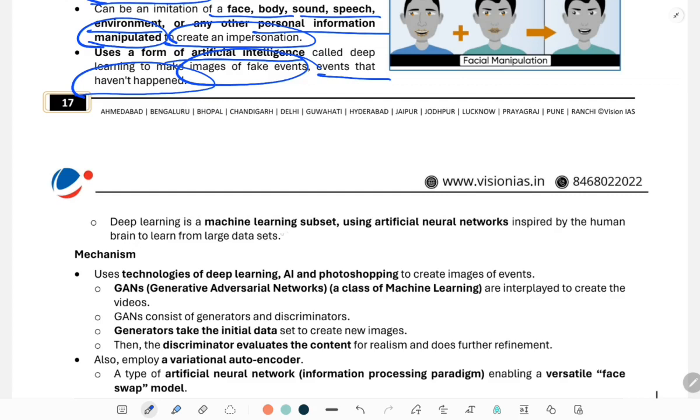Deep learning is a subset of machine learning using artificial neural networks, inspired by the human brain, to learn from large data sets. We'll see the mechanism.